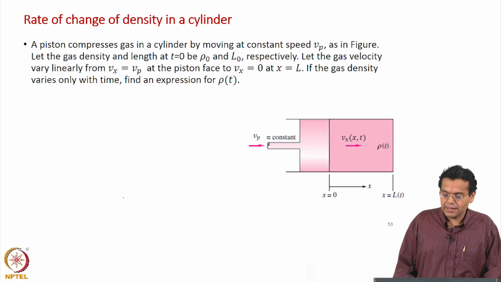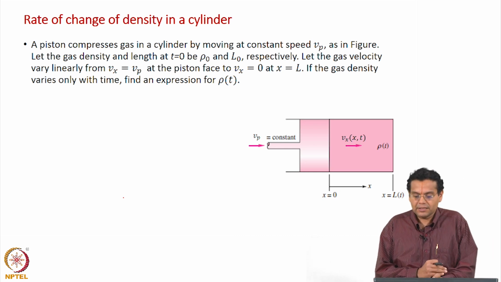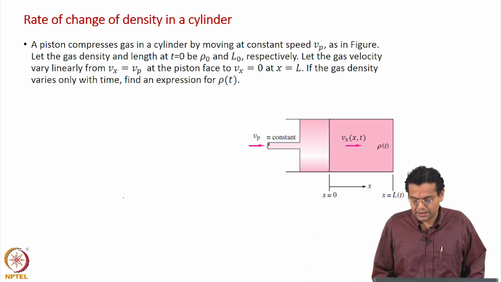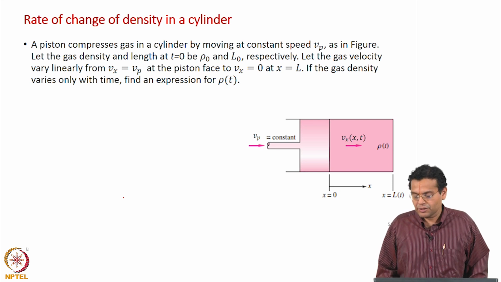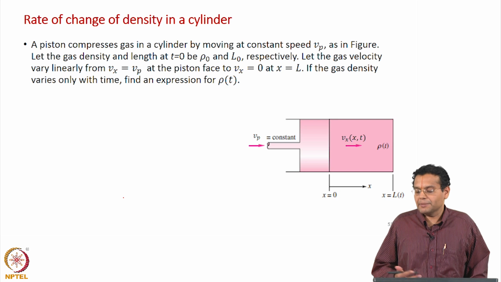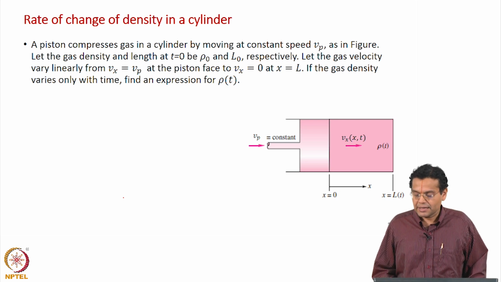Okay, the last example as usual including the transient term. Let us discuss the geometry first. I have a cylinder with a piston, a well known geometry, you would have come across it in thermodynamics and mechanical engineering classes. This could be a cylinder in an engine or a reciprocating pump, etc.